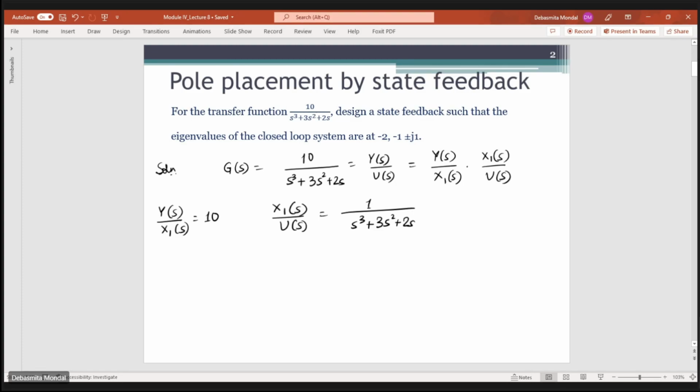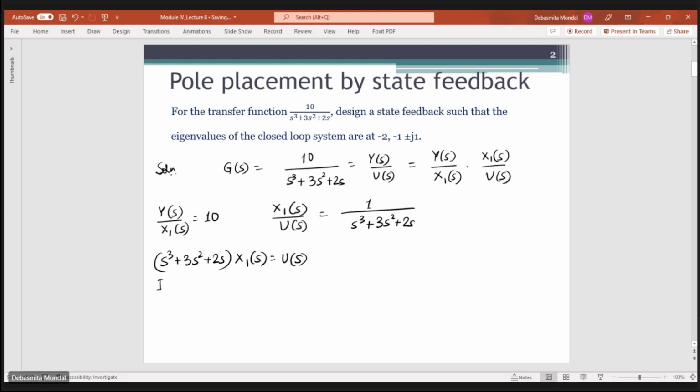From the third order differential equation, you will select three state variables and write three first order differential equations, so that from these you can write the state equation. From this you can write that s cube plus 3s square plus 2s, multiplied by X1(s), will be equal to U(s).